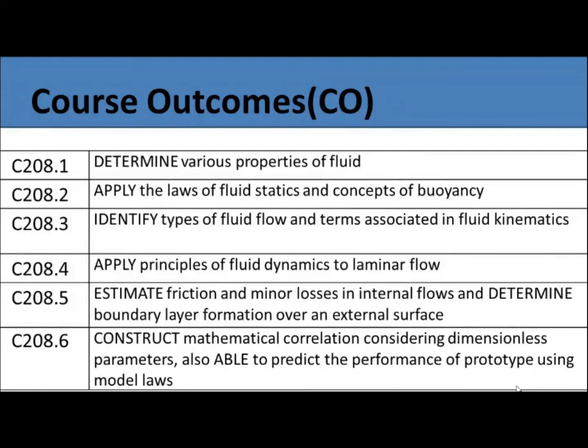Then in unit number 5, the student will estimate the friction and minor losses in internal flow and determine capillary formation. All this you are going to learn in unit number 5. And in unit number 6, which is dimensional analysis, the student will be able to construct mathematical correlations using dimensionless parameters. So all these are the 6 course outcomes.